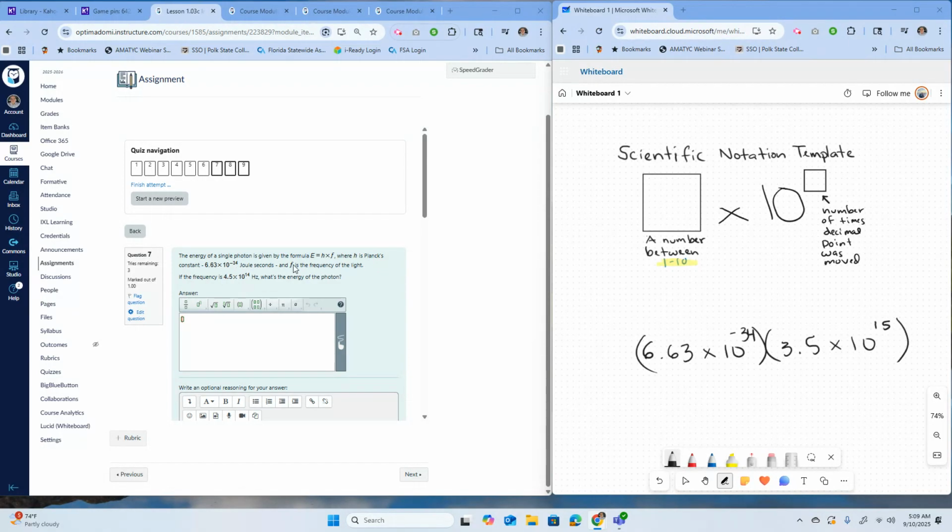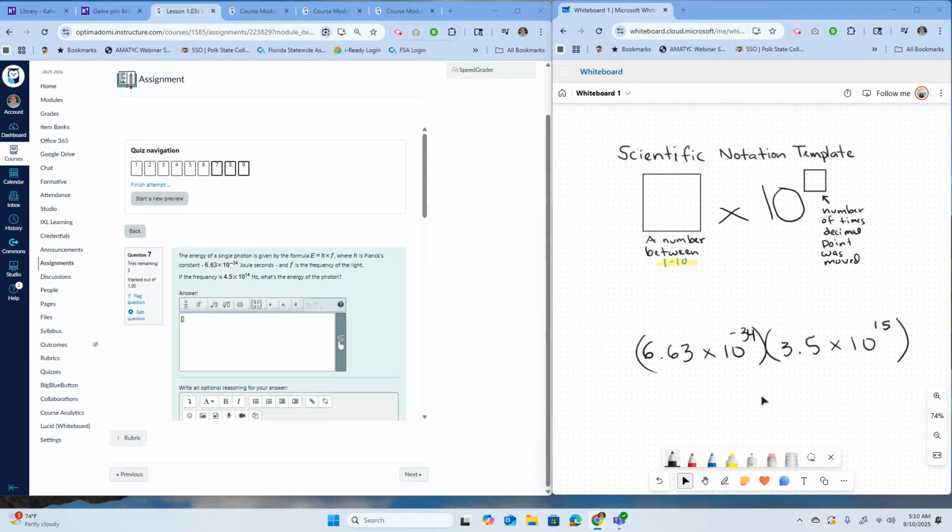In other words, the value of H is always that number, 6.63 times 10 to the negative 34 power. And you're going to multiply by the frequency of light, which in this problem, they gave you this number here, 4.5 times 10 to the 14th power. I changed it to a different number, because I'm doing similar problems, so you can do your own.